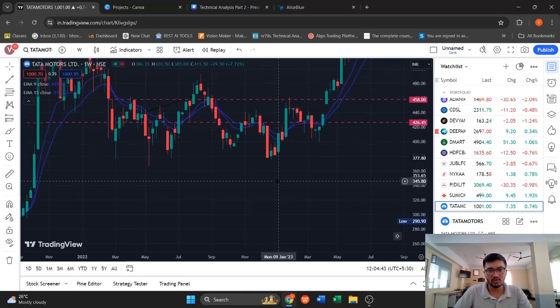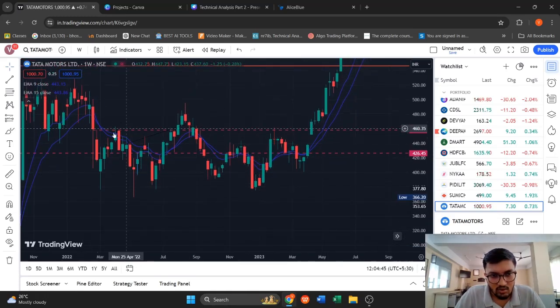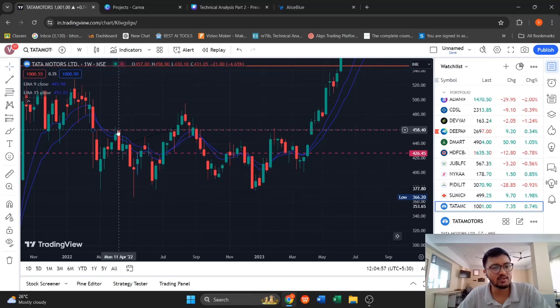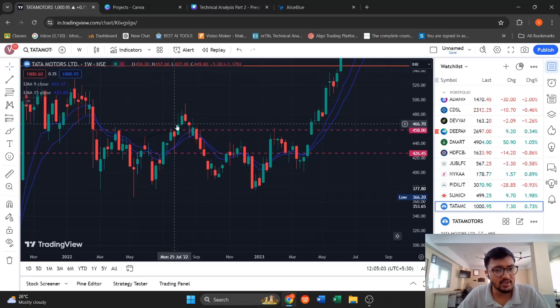So what is a resistance point here? You can see somewhere around here, 458 rupees. There was some kind of seller sitting around here, and as soon as the price went up to 458, this is April of 2022, it went down again. Again, it tried to break this resistance. Again it came down. Another time it tried to break this resistance, again it came down.